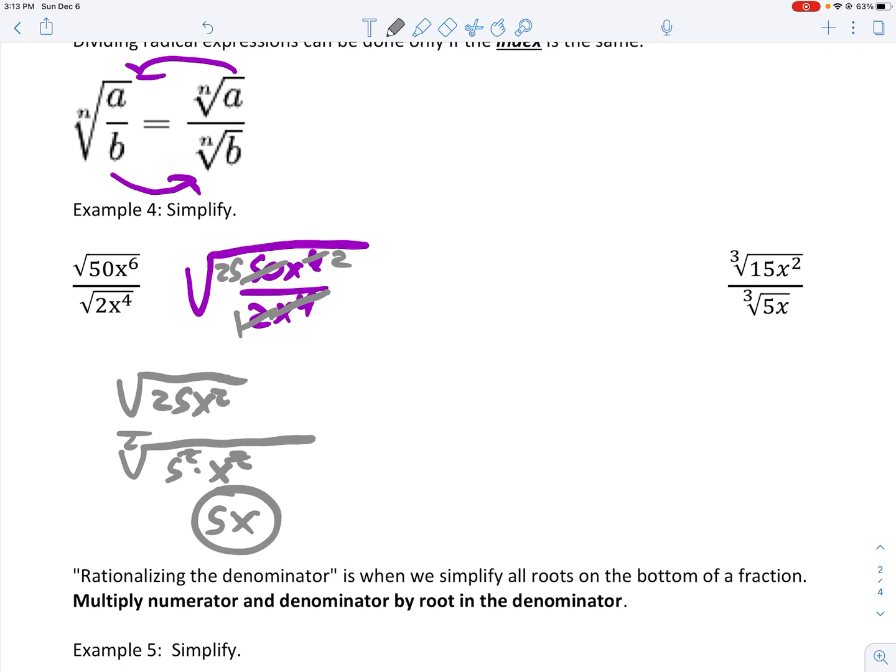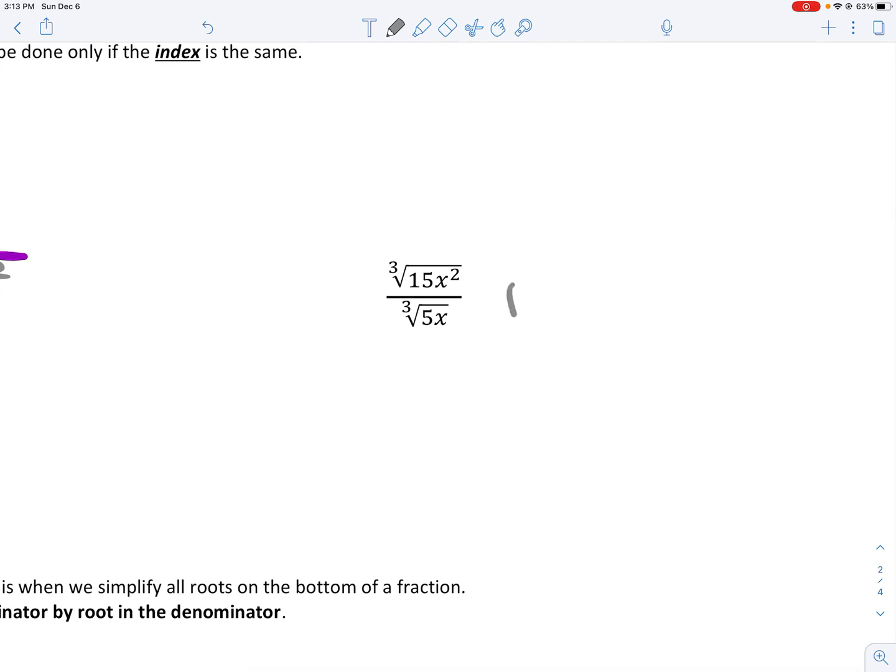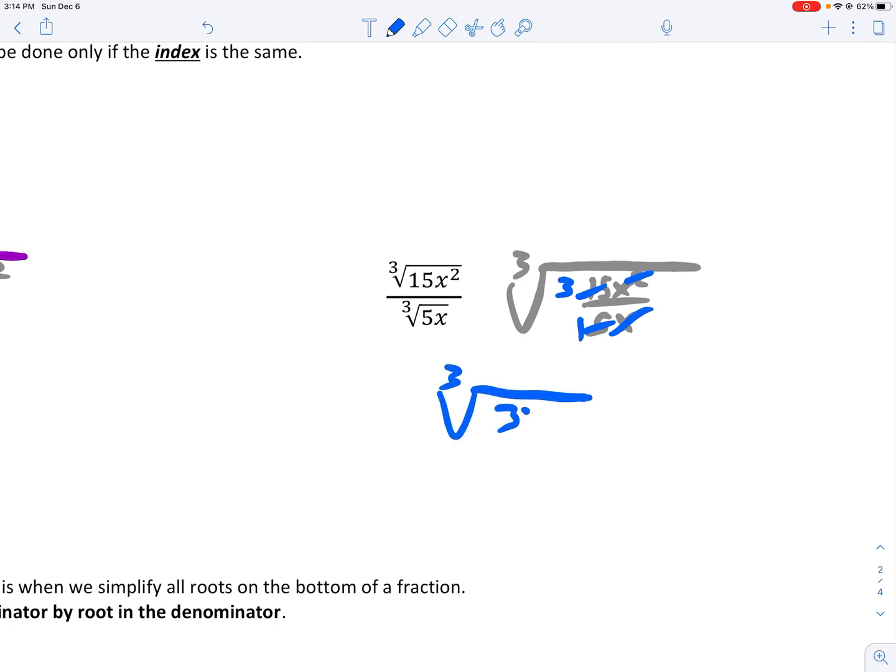So whatever index, that's what you want to rewrite everything underneath the radical as, best you can. So if you look at the next example, they're cube roots. So I can rewrite this as one big cube root, 15x squared over 5x. And then I can simplify. 5 goes into 5 once, into 15 3 times. That x will reduce with 1 from the numerator. So what you have left is the cube root of 3x. Now, the last example, I could take the square root. In this case, there's only 1 3 and there's only 1x, so I can't simplify anymore. So that would be your simplified answer.